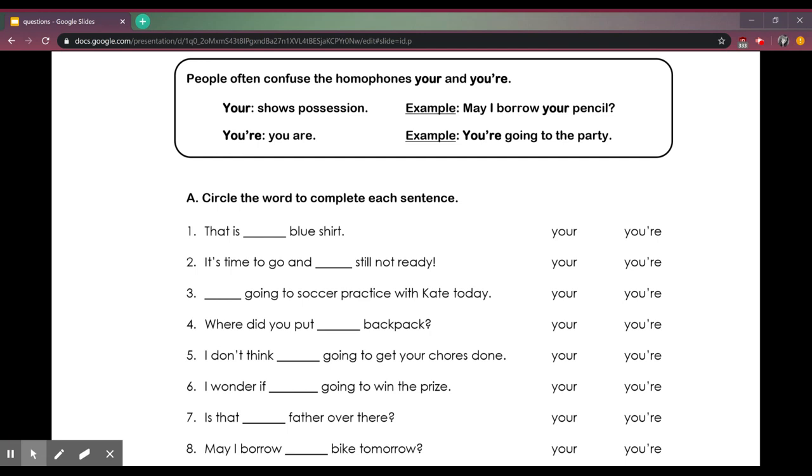So the way this worksheet's going to go, I'm going to explain the difference between these two yours, and then I'll do probably one or two of these problems, and then you'll be able to do the rest.